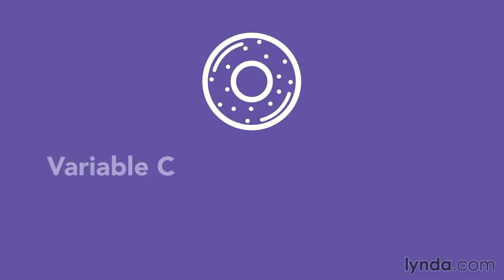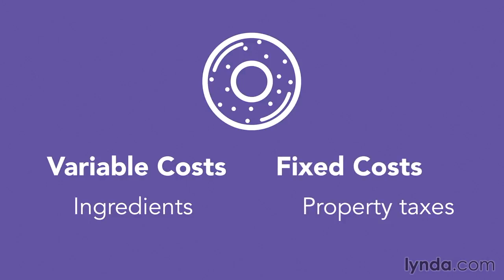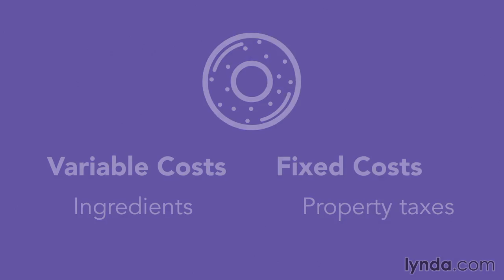To review, a cost may be classified as either fixed or variable by the way it reacts to changes in level of activity. Think of a donut shop like Krispy Kreme or Winchell's. As more donuts are sold, the total cost of donut ingredients increases. This is a variable cost. On the other hand, the cost of property taxes does not increase as more donuts are sold. This is a fixed cost.